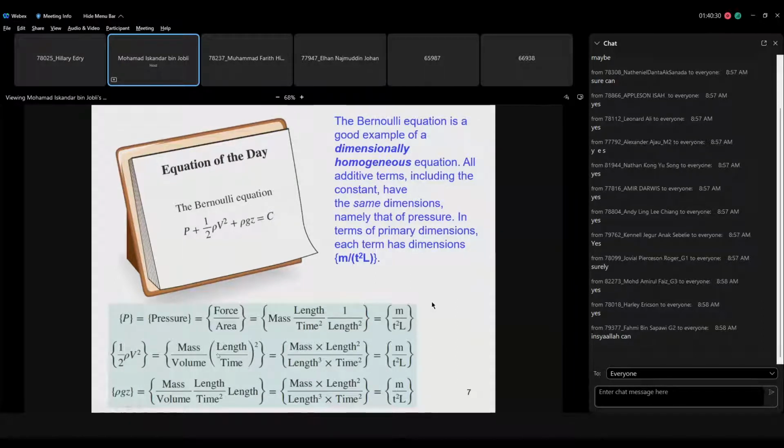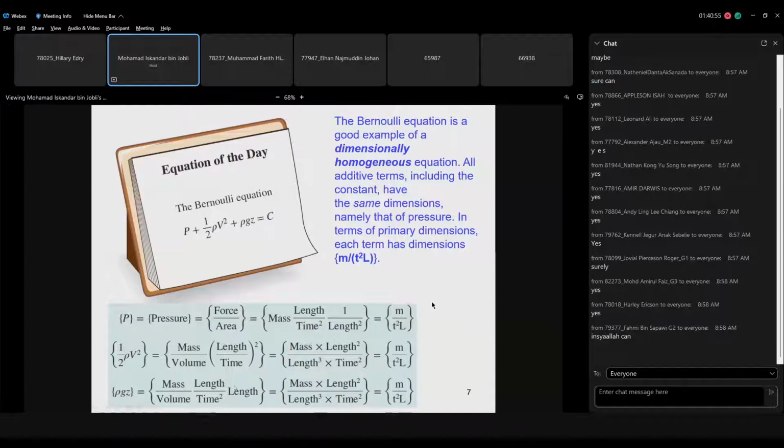So mass multiplied with the length square, volume is L3, multiplied by time square. Now, if you multiply length, power 2, power 3, cancel out, leave 1L, L over T2. So you will get something similar, just like rho gz. I think we did this.